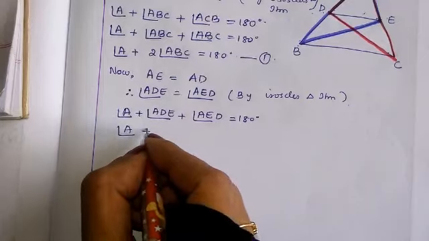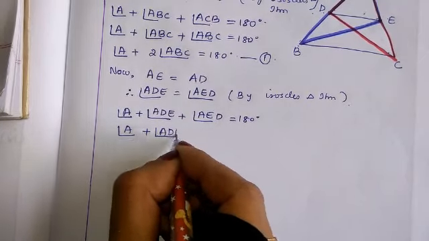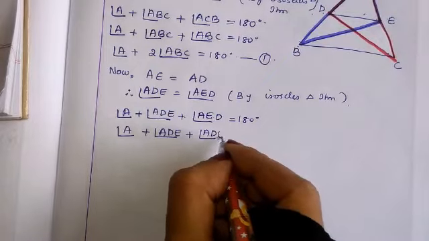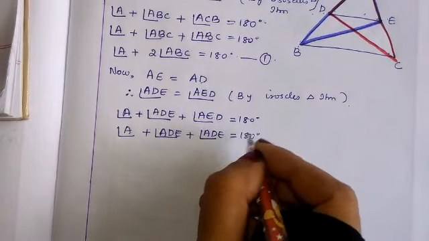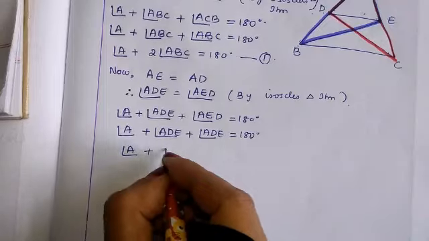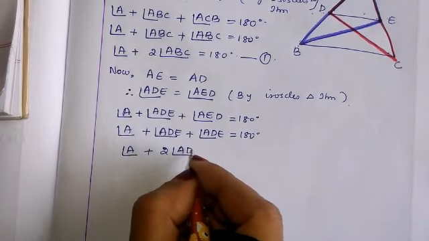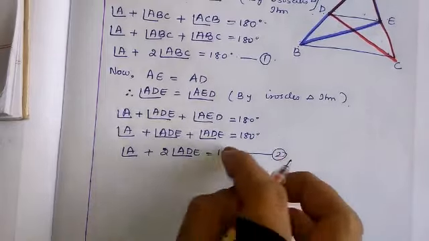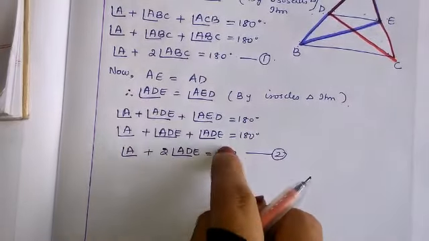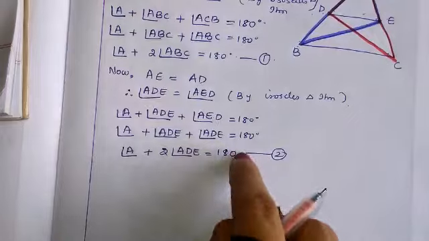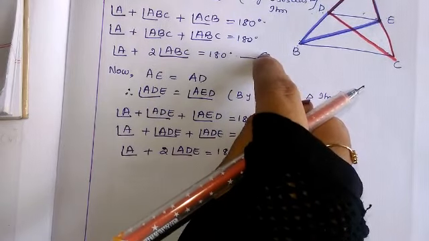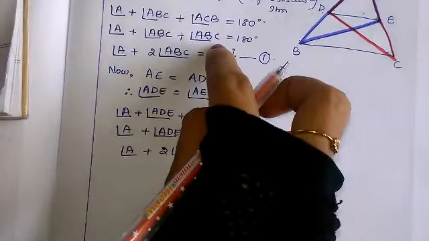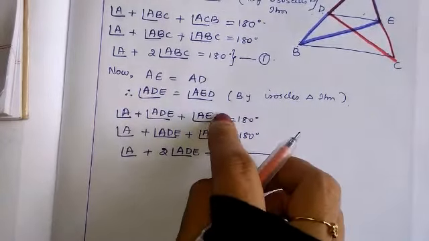Angle ADE also, I'll write as it is, plus AED plus ADE is equal to 180 degrees. So angle A plus 2ADE is equal to 180 degrees. Now equation 2. From 1 and 2 we can see, things which are equal to the same thing are equal to one another. Equation 1 is also 180 degrees, equation 2 is also 180 degrees. Things which are equal to the same thing are equal to one another.